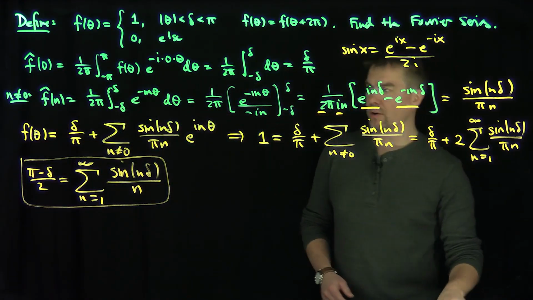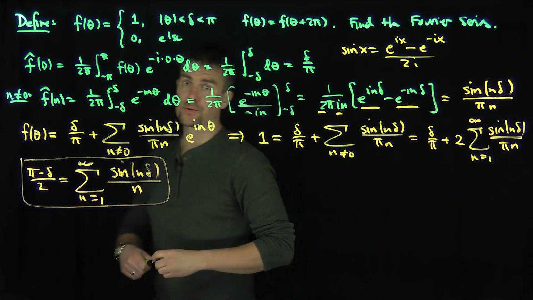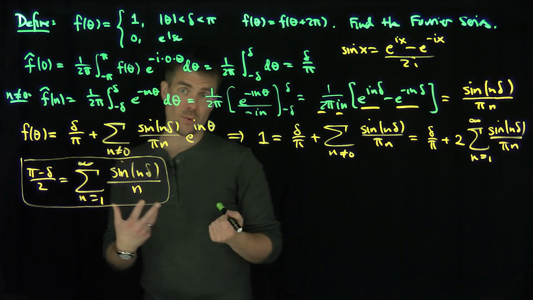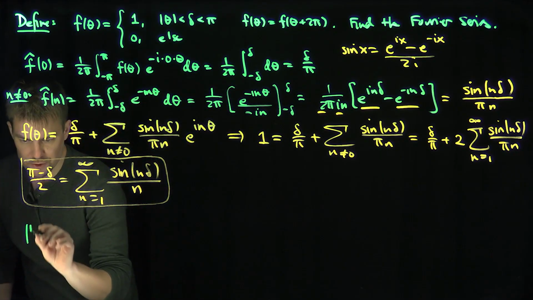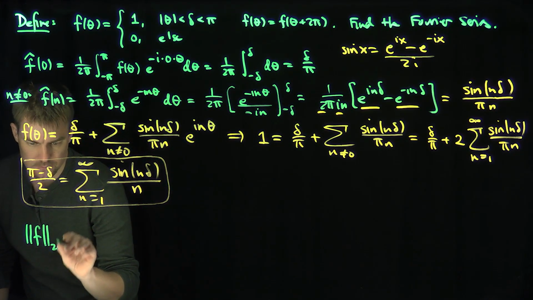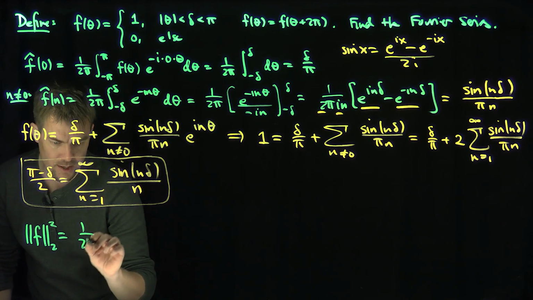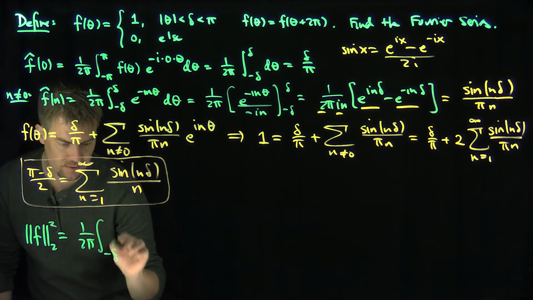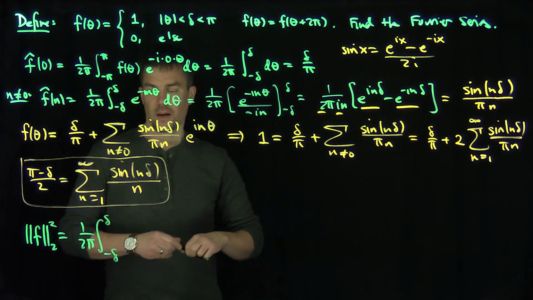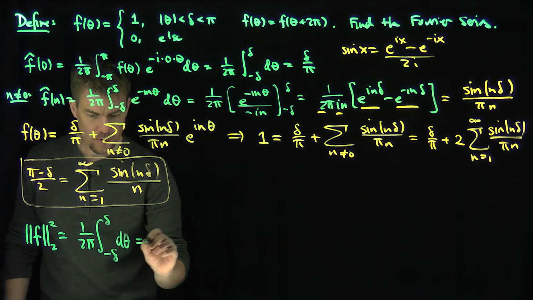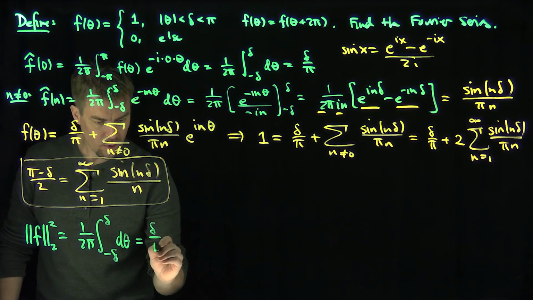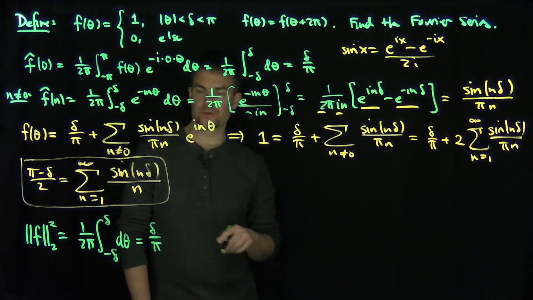And now I can also use the Parseval result. The Parseval result says that if I take the L2 norm of the function and square it, that has to be the sum of the square of the Fourier coefficients. So what's the L2 norm of this function squared? 1 over 2 pi. It's only going to turn on between negative delta and delta. And then I just get a 1 squared, which is just 1 d theta, right? So this is going to be delta over pi. That's the L2 norm of the function squared.